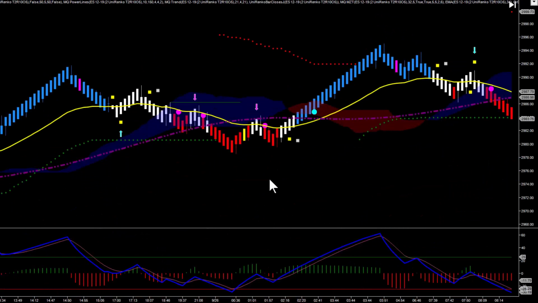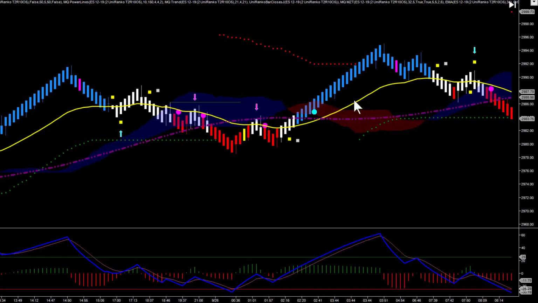So we have pretty good confidence that if we do end up triggering this, that it's going to move in our direction. Sure enough, price comes up, moves above our previous pivot here. We enter at 29.8450, and we start heading to the upside.